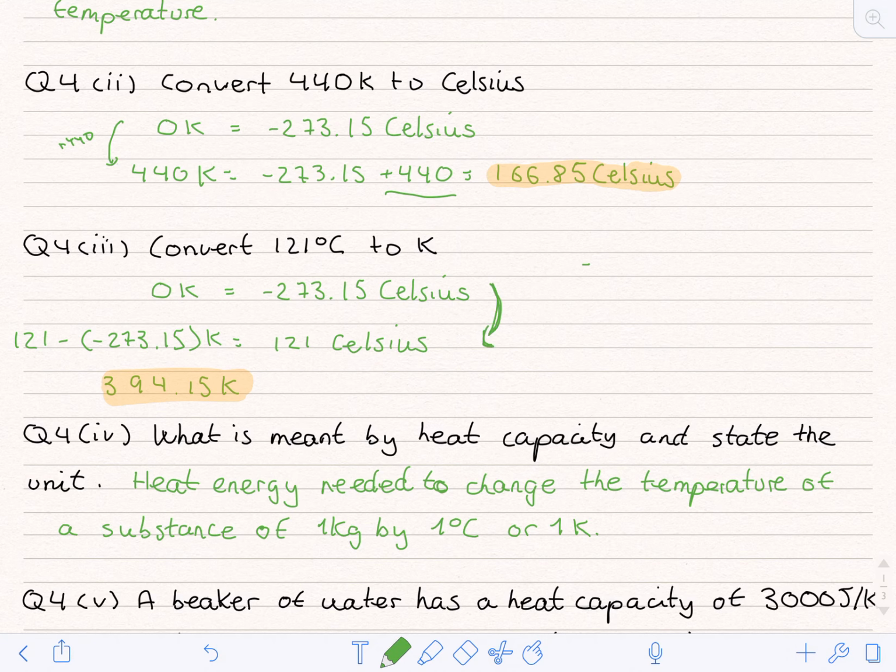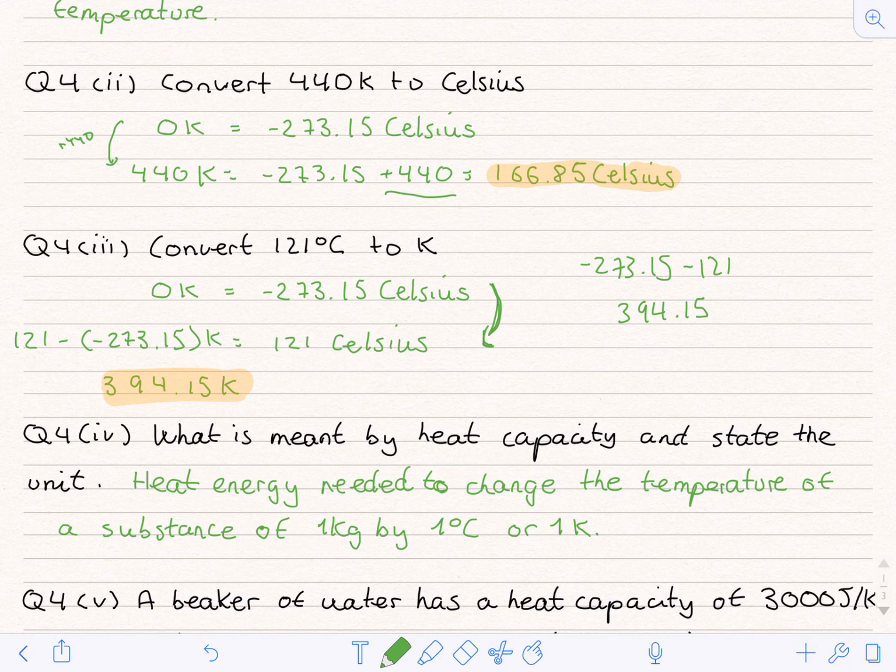How do we do that? Well, we just do minus 273.15, minus 121, because we're just getting the difference. So it will give us 394.15, and that's basically what I've done.